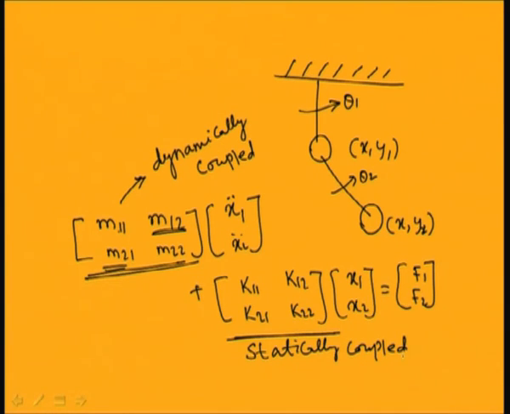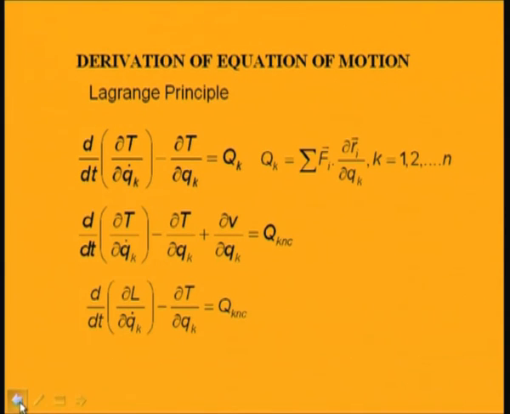I also told you about the extended Hamilton principle and the Lagrange principle. In the case of the Lagrange principle, you can use this equation: d by dt of del L by del Qk dot minus del L by del Qk equal to Qk non-conservative. Here L is the Lagrangian of the system, L equal to T minus V, where T is the kinetic energy and V is the potential energy of the system, and Qk is the generalized force which you can find from this.